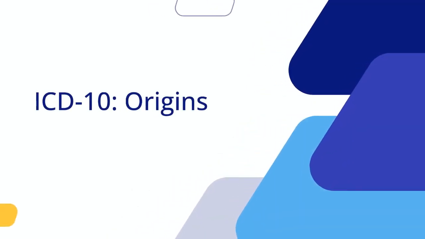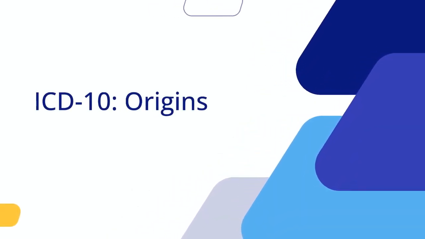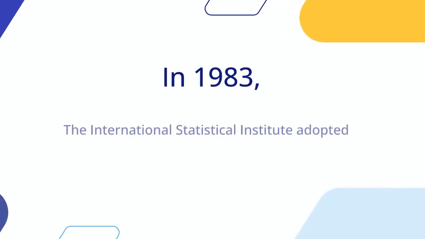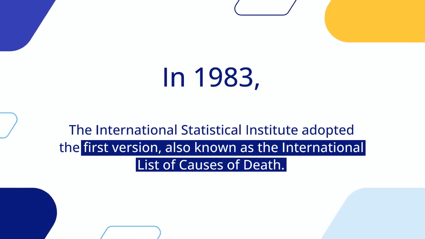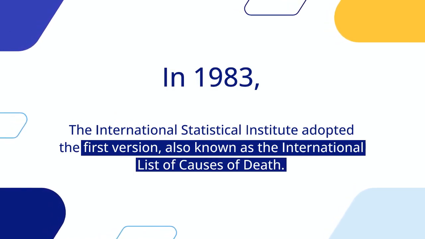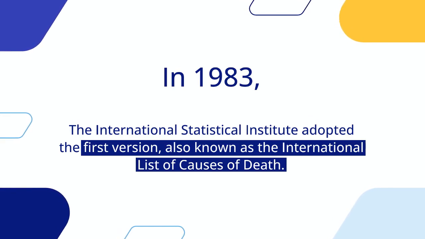ICD-10 Origins. In this video, we will talk about how ICD-10 was formed. In 1893, the International Statistical Institute adopted the first version, also known as the International List of Causes of Death.